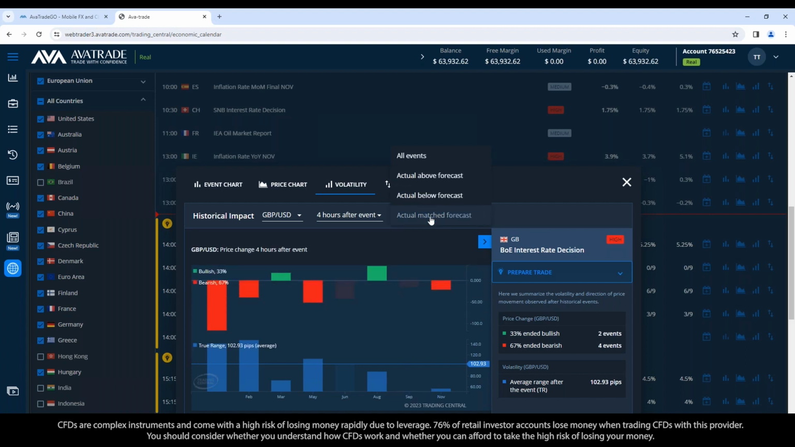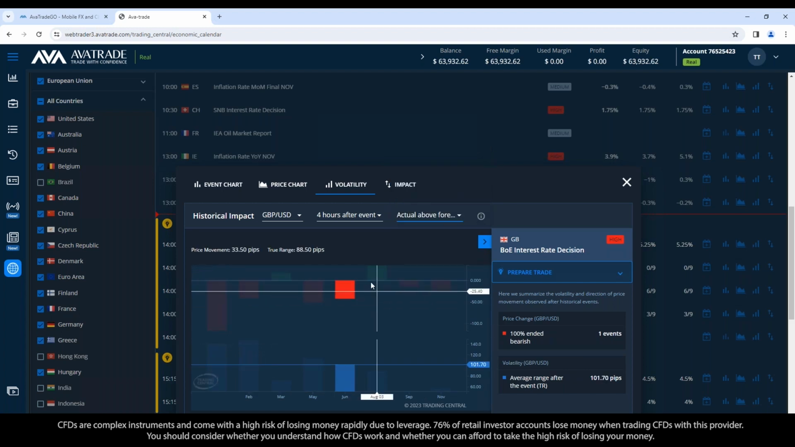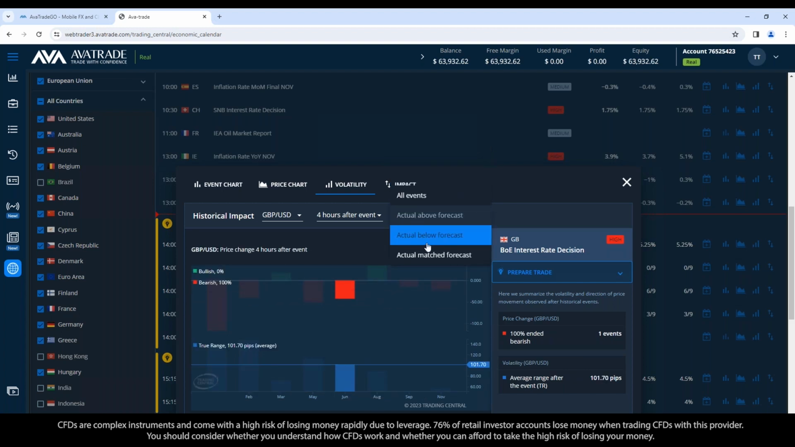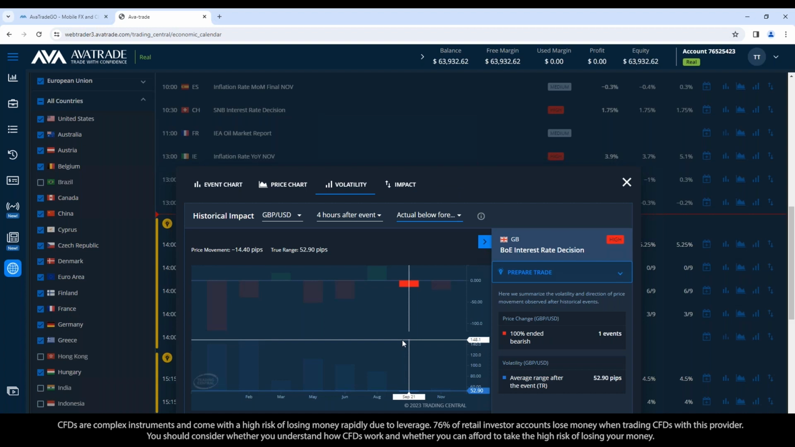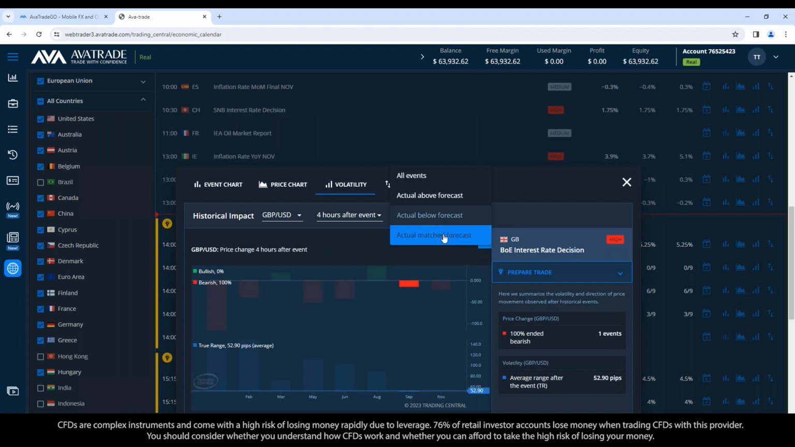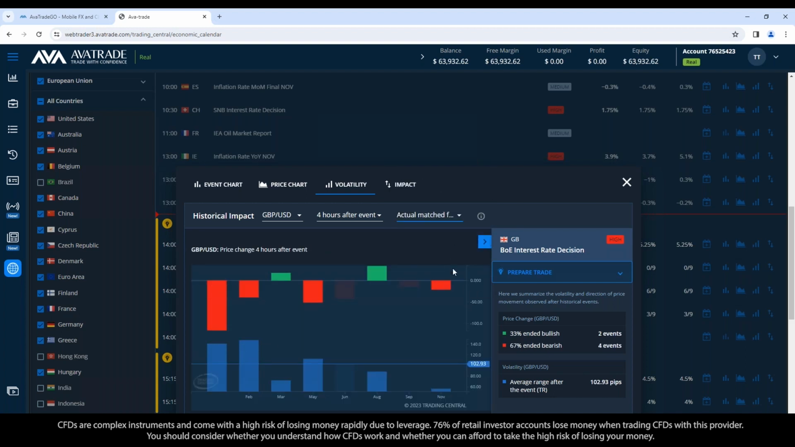Do some of them come in above forecast? Yeah, once. Below forecast? Yeah, one time. But that's not a lot of data points to have one time that it came in below forecast or above forecast, and I don't trust it with one data point. But if it comes in like most of them do, matching the forecast, we've got a lot of data points, multiple anyways, to base our decision on.